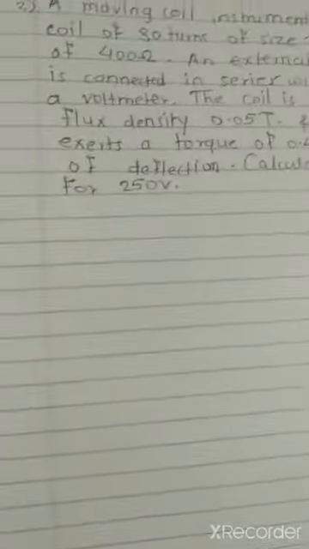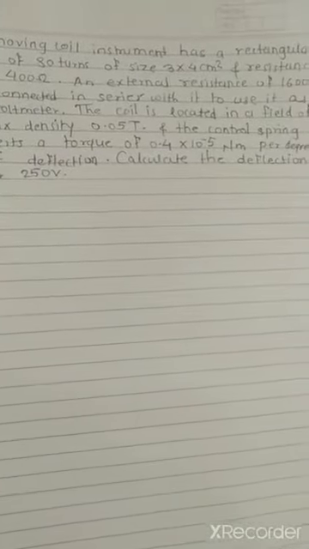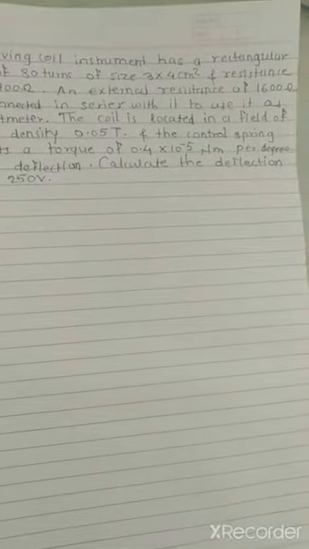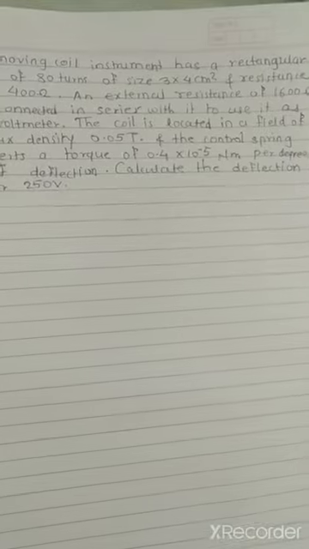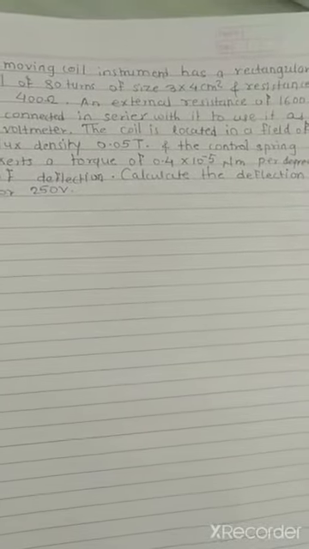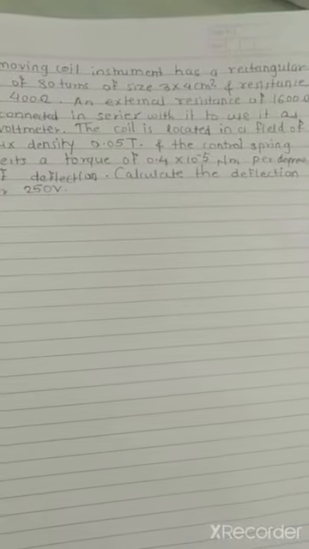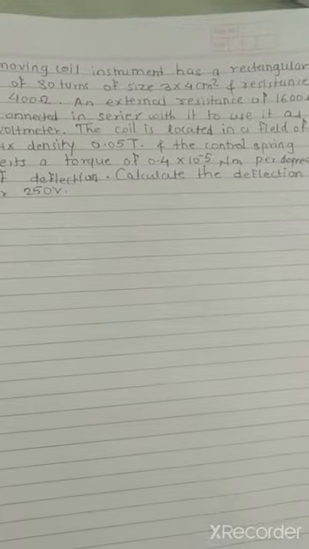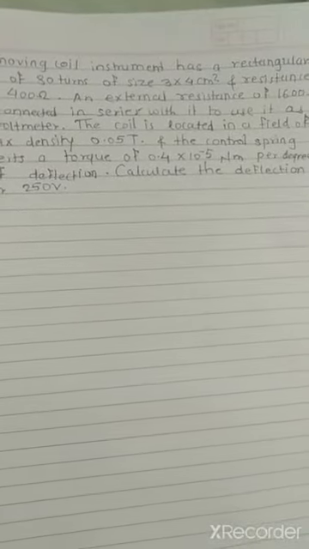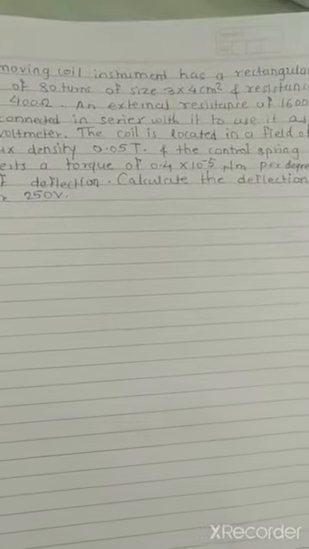Okay. Now problem number 2 is there. I will read first this problem number 2, that is, a moving coil instrument has a rectangular coil of 80 turns of size 3 into 4 centimeter square and a resistance of 400 ohm, and an external resistance of 1600 ohm is connected in series with it to use it as a voltmeter.